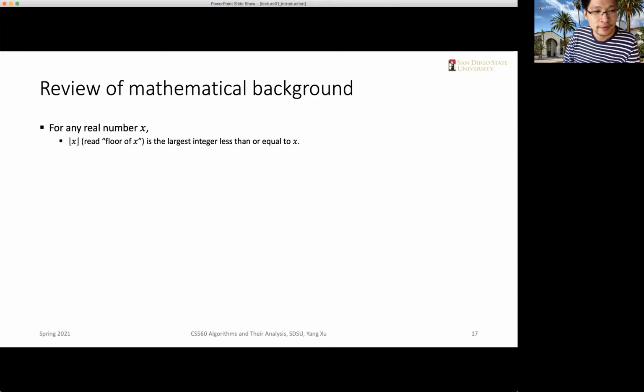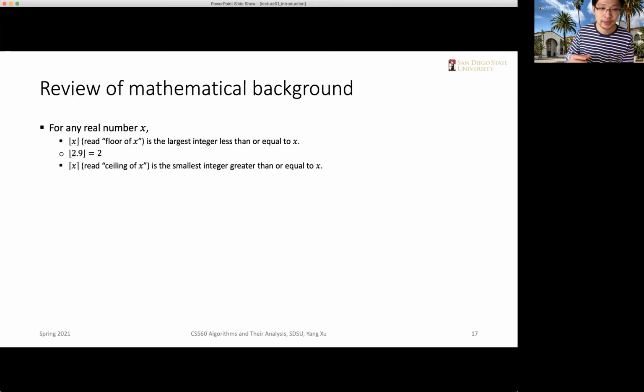When the floor symbol applies to some real number, it means that we just toss the decimal parts. So 1.5 becomes 1, 2.6 becomes 2. So it is the largest integer less than or equal to x, right? And also ceiling, it is the smallest integer that is greater than or equal to x.